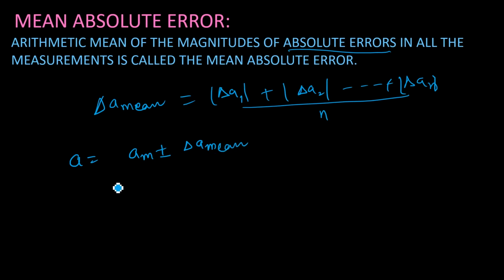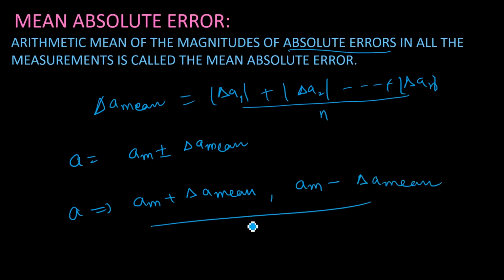Okay, so here a lies between. Where will it lie? A lies between a mean plus delta a mean, and a mean minus delta a mean. So a lies between these two values, plus and minus, the maximum and minimum we can take.